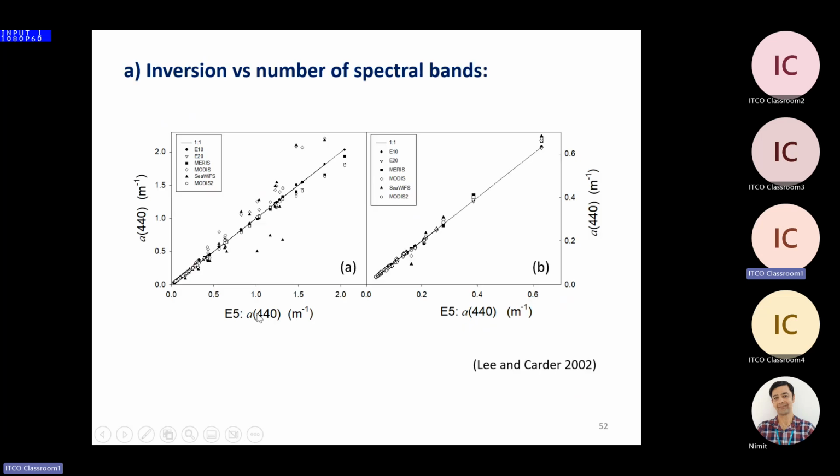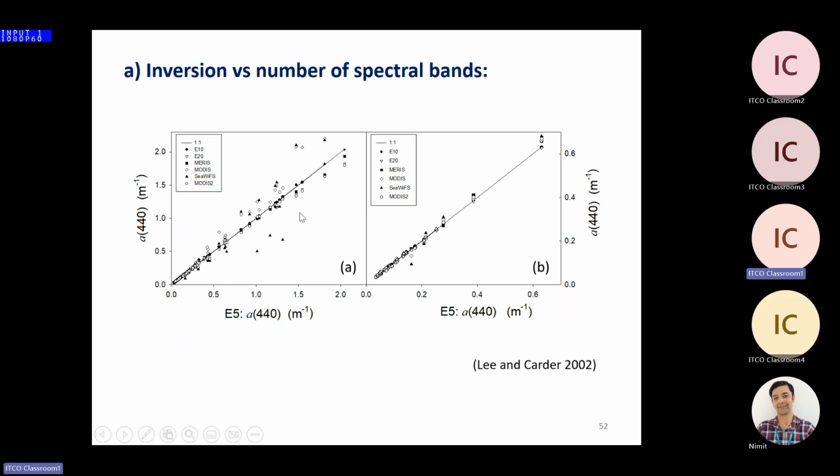First, look at the numbers. Here is a study from 20 years ago. The x-axis is the inverted absorption at 440 at a resolution of every 5 nanometers. The y-axis is the inverted A440 with E10 meaning every 10 nanometers, and E20 meaning every 20 nanometers. Here are the MERIS bands, MODIS bands, SeaWiFS bands, and MODIS 2. MODIS 2 is MODIS without the 640 band.